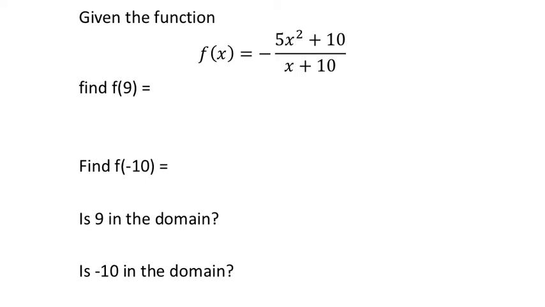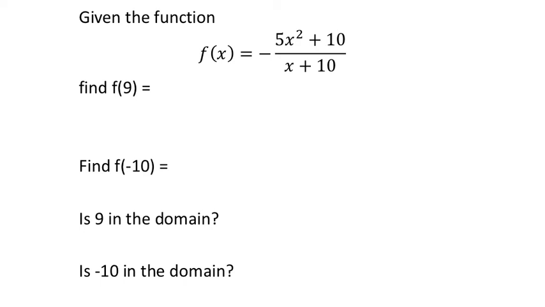So they give us a function. They said find f of 9, find f of negative 10. Now, if we can find any type of numerical value for either one of these, or both, then it's going to answer the question for both of these, okay? Is it in the domain? Well, let's find out. So I'm going to do f of 9 first. Let's see what we get out of that.